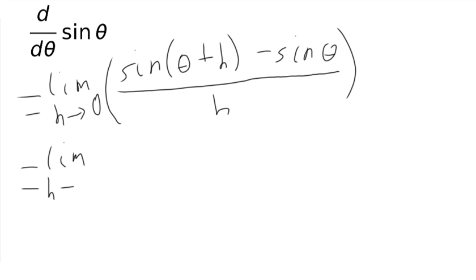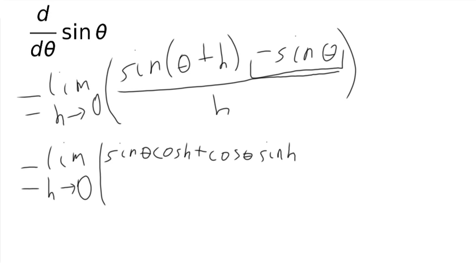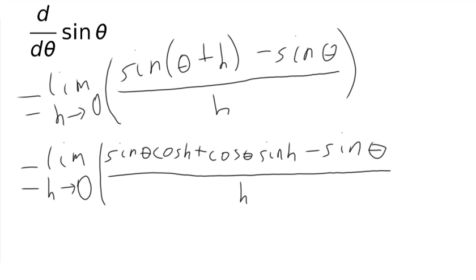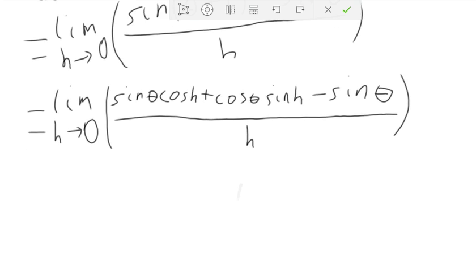So this will be the limit as h goes to 0. When you have a sum inside of a sine function, you will get sine of the first term times cosine of the second term plus cosine of the first term times sine of the second term. And then don't forget this right here, so we'll still have minus sine of theta, and this is all divided by h. By the way, this right here means cosine of h, not hyperbolic cosine, for those of you who might know what that means.